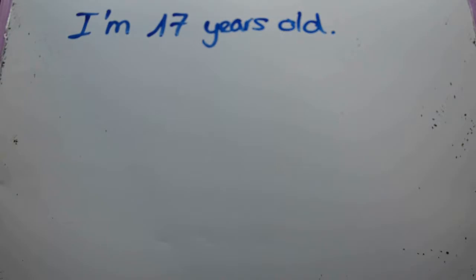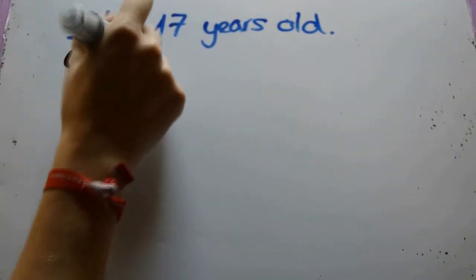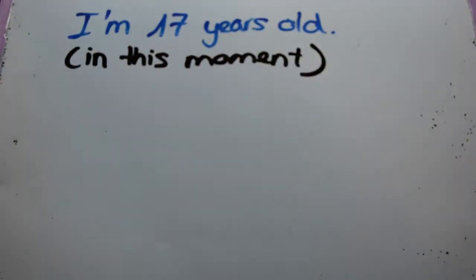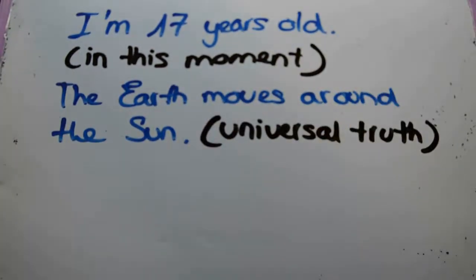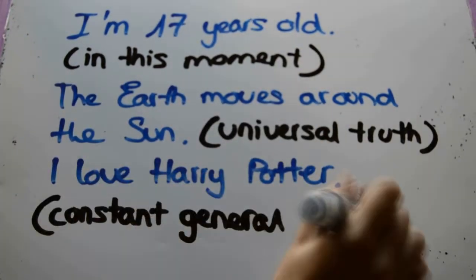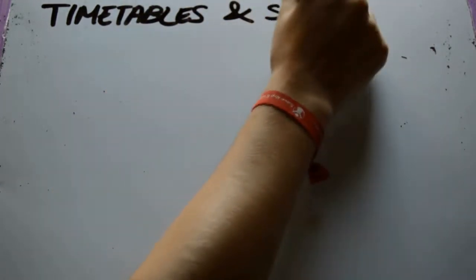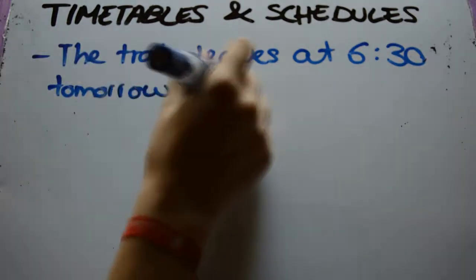We use the present simple to talk about something that is true in this moment or a universal truth. We use the present simple to talk about something that is fixed in the future, like timetables and schedules.